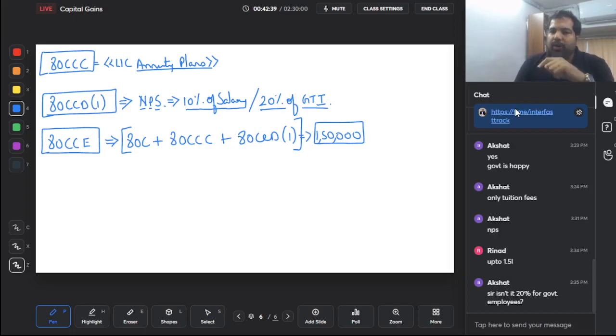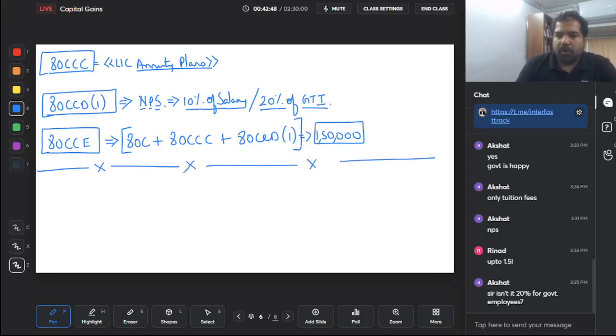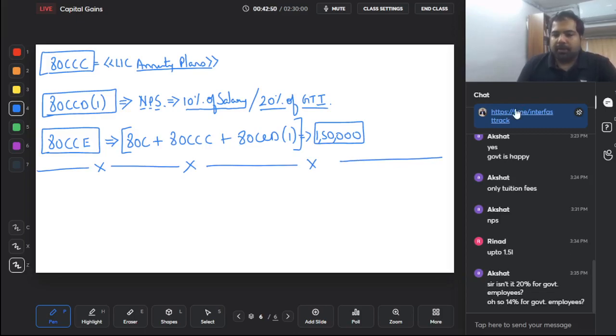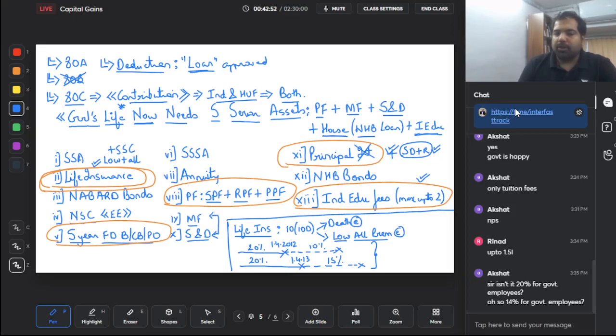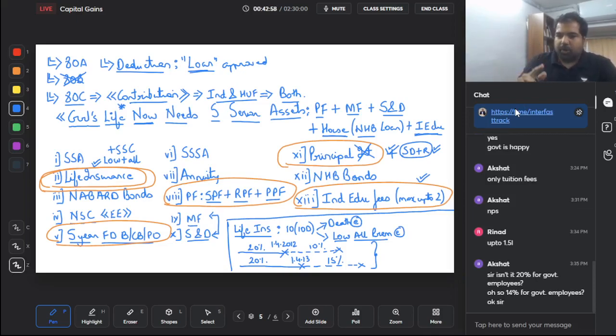10% of your salary or 20% of your GTI. Perfect. Now, guys, people were very unhappy with this, especially me. I'll tell you why. Because all my money used to be... Akshat, don't confuse yourself with those numbers right now. Right now, only think of 10% of salary and 20% of GTI. But you're right somewhere. Guys, I used to put all my 1.5 lakh rupees into PF account.